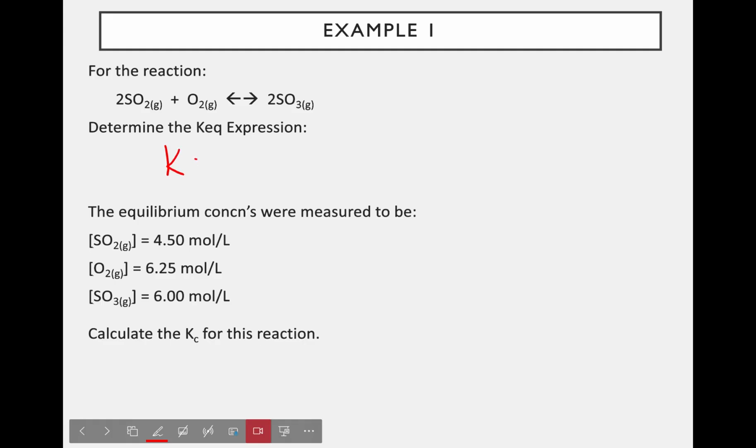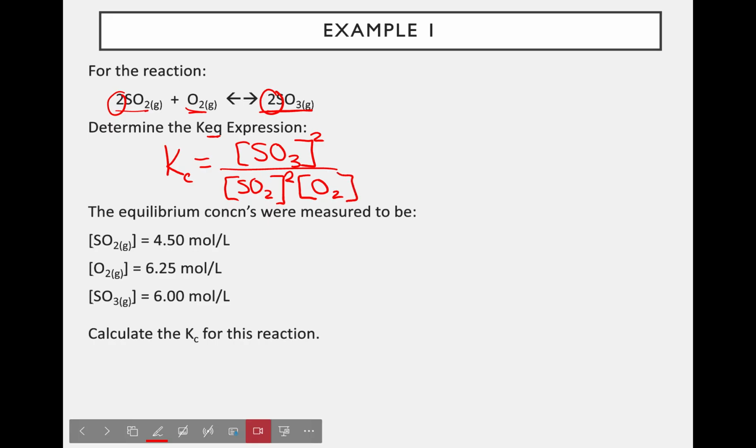So K will equal, it's always products over reactants. You could either use Keq or Kc, they're interchangeable. So you start with your products, so you'd have the concentration of SO3, and then the coefficient 2 makes it squared on the top. And then you divide by your reactants, so we're taking a look at the concentration of SO2, and that 2 there means squared, and you're going to multiply it by the concentration of oxygen, and we don't need an exponent because there's a 1 in front, so it would just be to the power 1. So this is the expression that allows us to calculate the Kc value of our reaction in equilibrium.